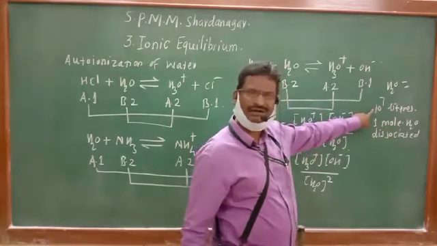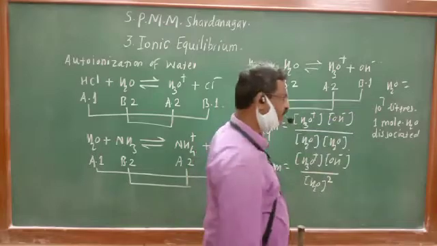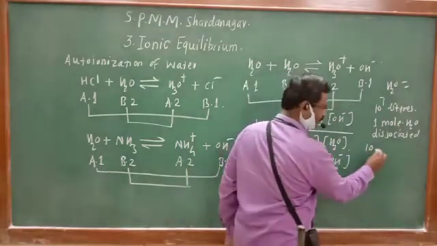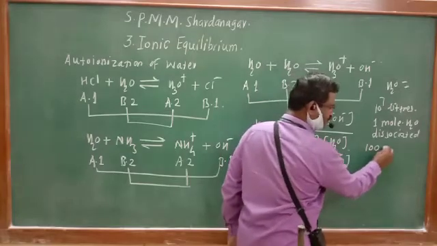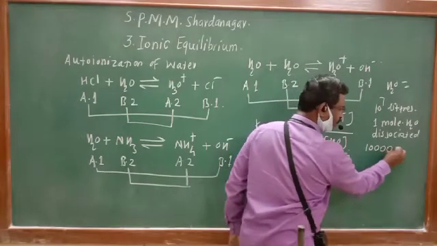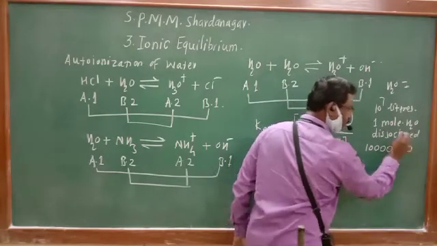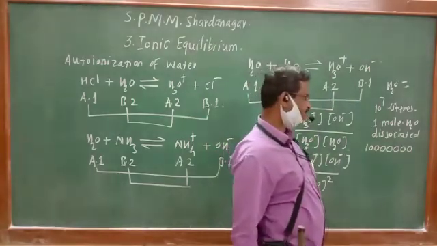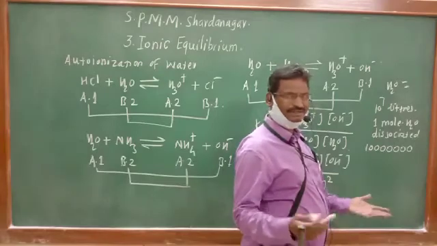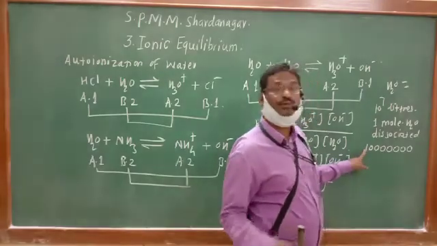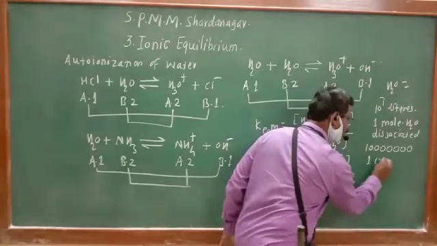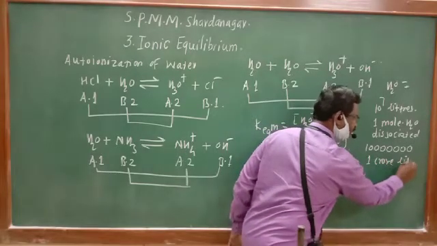10 raised to 7 liters means how many liters? See here, 10 means 10 raised to 1. This is 10 raised to 2. This is 10 raised to 3, 4, 5, 6 and 7. What is this figure in terms of numbers? This is 1 crore. This is nothing but 1 crore liters.